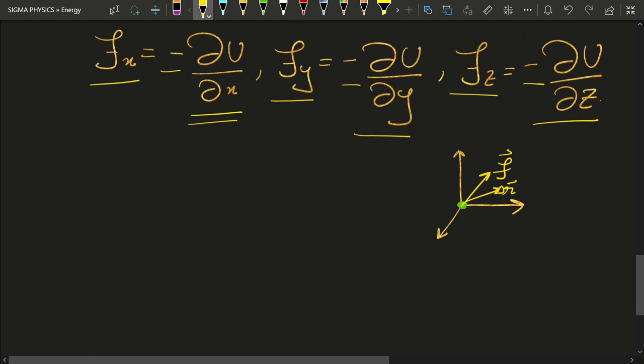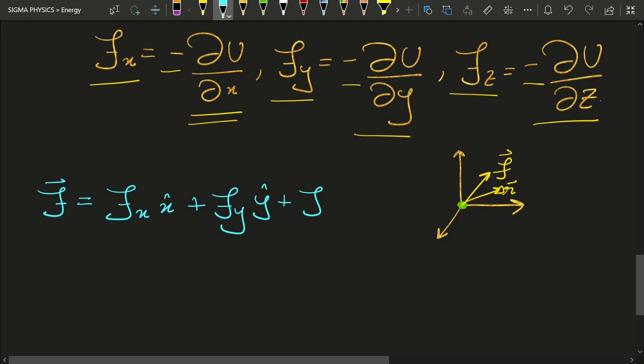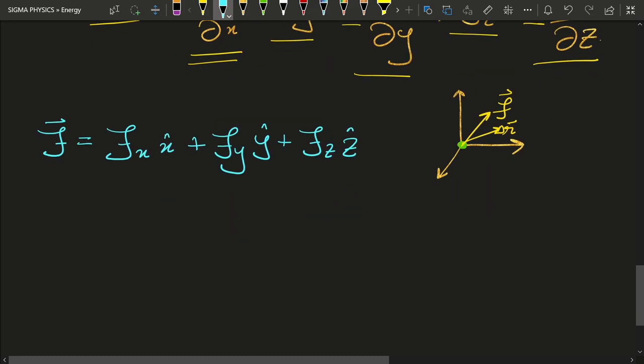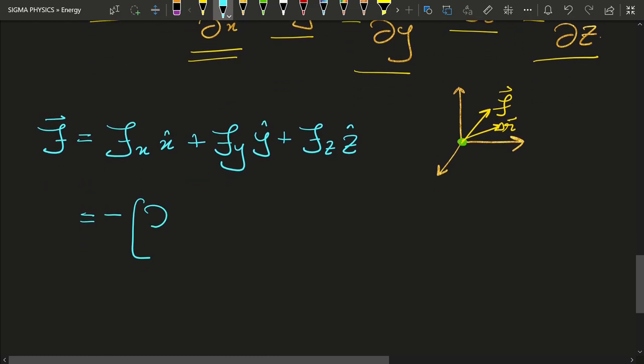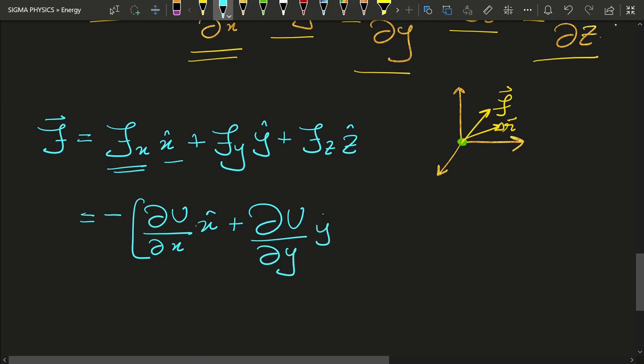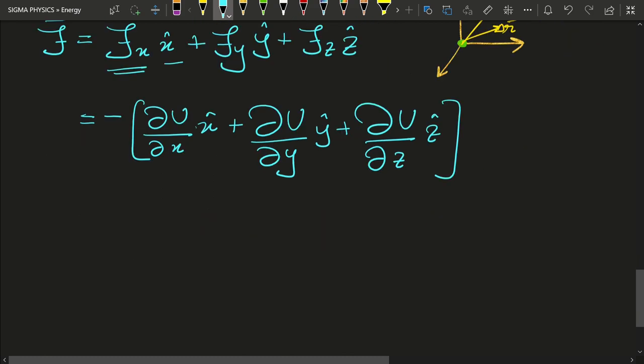If that is the case, then we can write the total force on the particle as f of x, x cap plus f of y, y cap plus f of z, z cap. And then let me take the negative sign common, and I can write them as ∂u/∂x, and there will be x cap over here because f of x is ∂u/∂x, but there is x cap. So ∂u/∂x x cap plus ∂u/∂y y cap plus ∂u/∂z z cap. And then I can write this equation something like this.